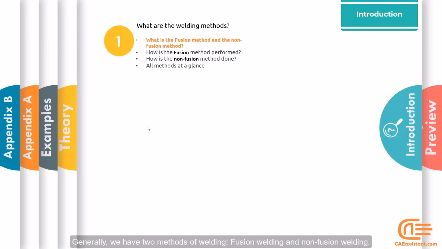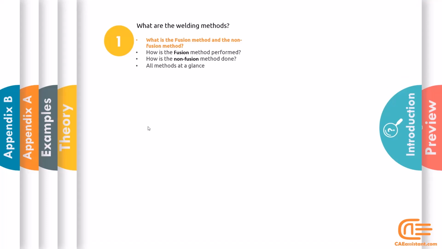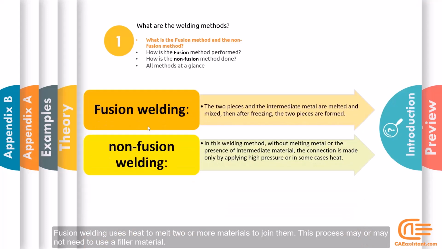Generally, we have two methods of welding: fusion welding and non-fusion welding. Fusion welding uses heat to melt two or more materials to join them. This process may or may not need to use a filler material.